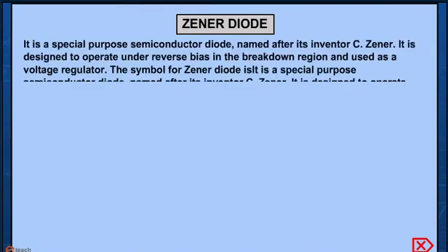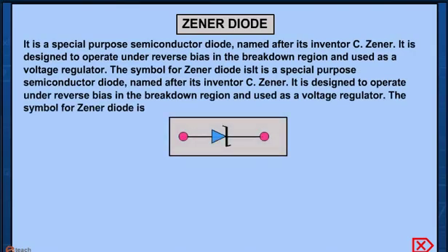Zener diode. It is a special purpose semiconductor diode named after its inventor, C. Zener. It is designed to operate under reverse bias in the breakdown region and is used as a voltage regulator. The symbol for the Zener diode is shown.